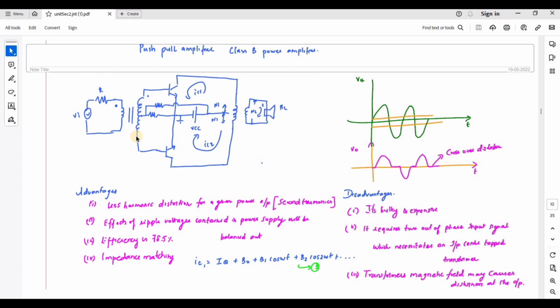When there is no input signal, both the transistors Q1 and Q2 are in cutoff, hence there is no current drawn from the VCC. Thus no power is wasted on standby, therefore the power dissipation in both transistors is 0.